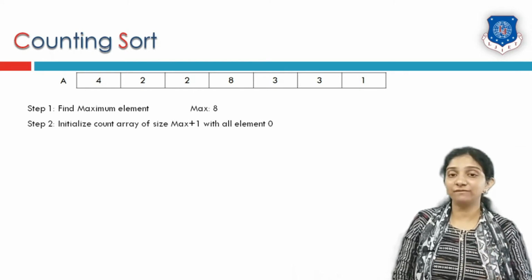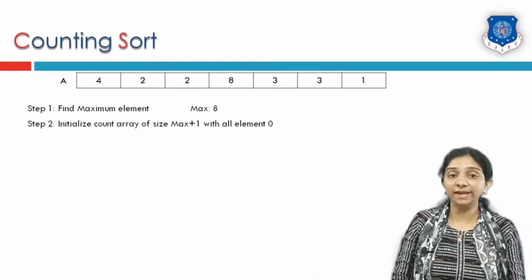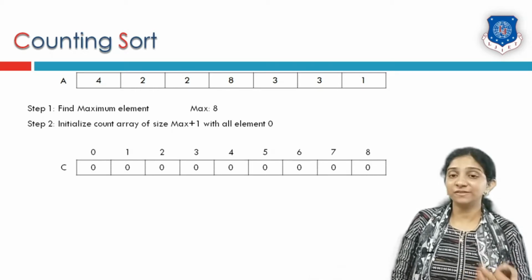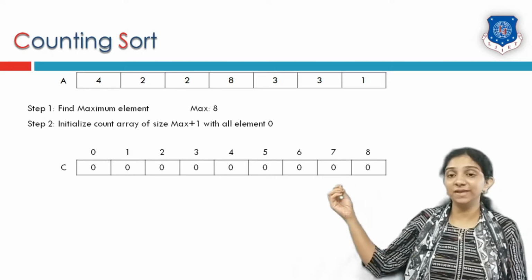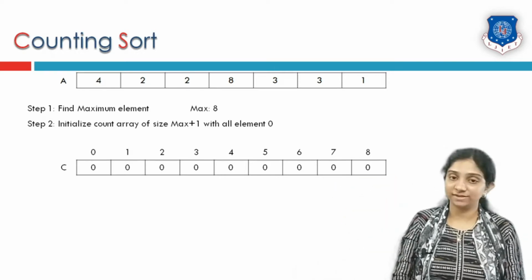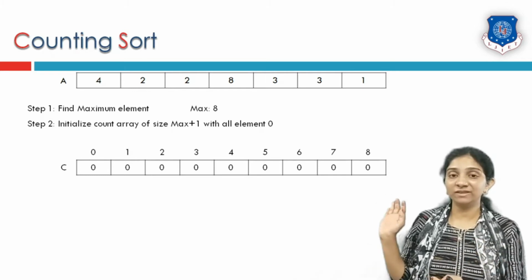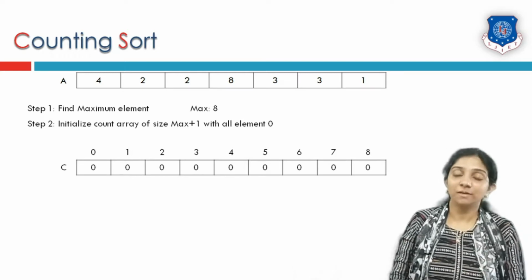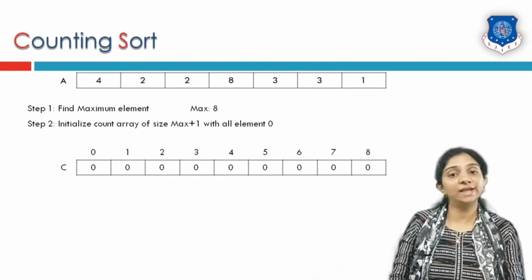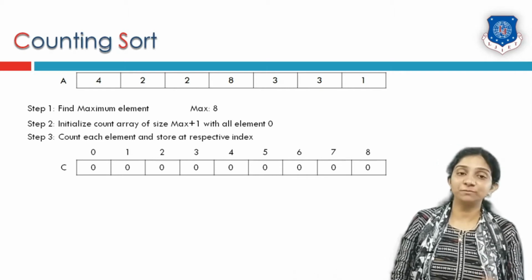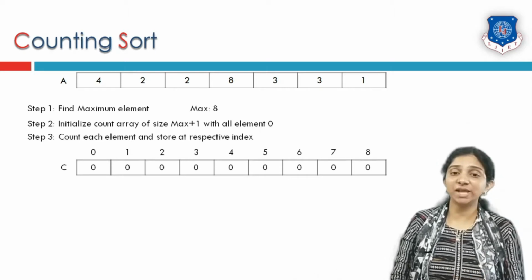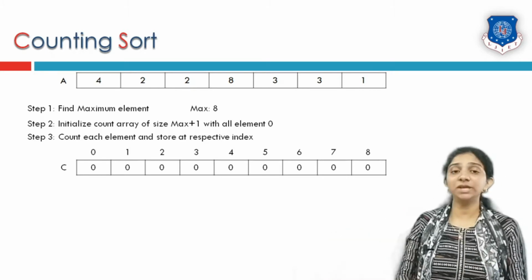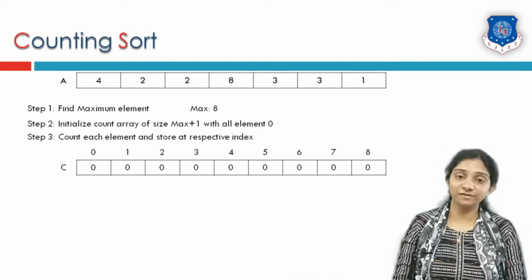So here we have to create a count array of size 9. This size 9 array will start from index 0 and go up to index 8. So in total there are 9 elements in the count array, which is equal to max plus 1 in size, because the elements start at index number 0. Now step 3 is to initialize each element of count as 0. So initially all the elements of the count array are 0.